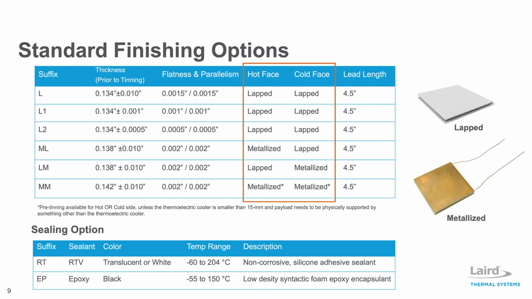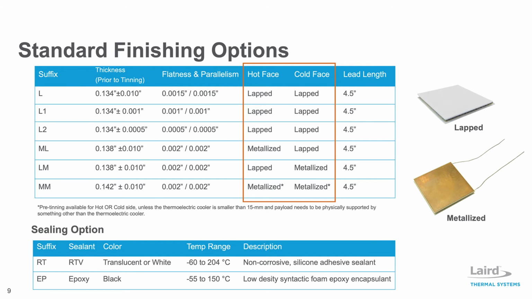For 2 modules wired in an array, Laird Thermal Systems recommends the lapping tolerance to be plus or minus 1/1000th of an inch, and for 3 or more modules, plus or minus 0.5 of an inch. This tolerance specification is recommended to maintain good thermal contact between the thermoelectric cooler and the heat exchanger.